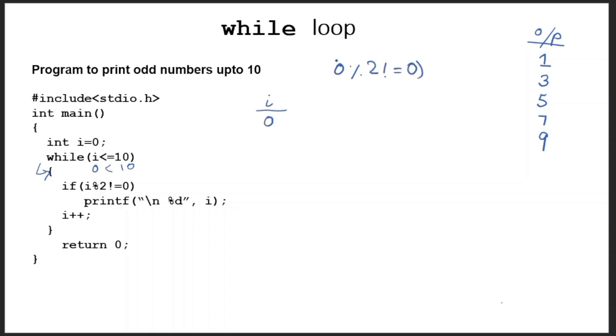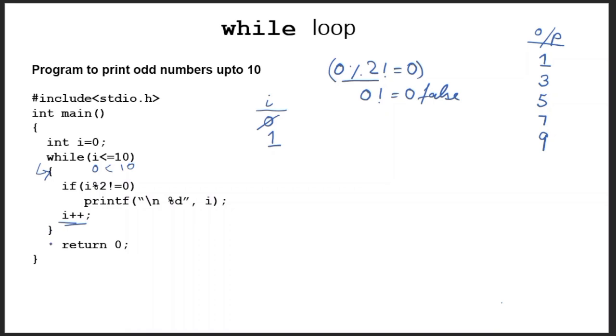This is what is in the if body. 0 modulo 2 is 0, and 0 is not not equal to 0, so the condition is false. We will not run the if body. We come to the next statement, that is i plus plus. So the value of i is incremented from 0 to 1. Now you see the while loop body ends, that is the closing curly brace.